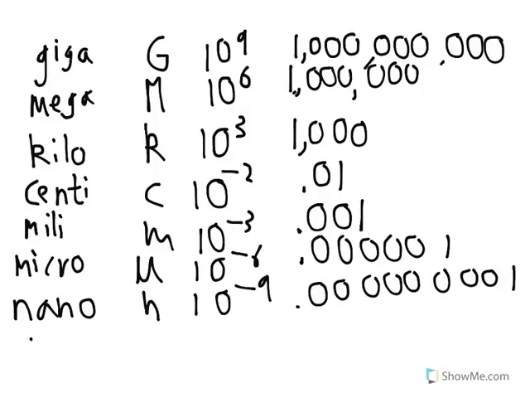For instance, a meter, which is about 3 feet, as I said earlier, when you say kilometer, that means 10 to the third or 1,000 meters. So a kilometer is 1,000 meters. On the other hand, a centimeter, which is 10 to the negative second meters, is 1/100th of a meter.